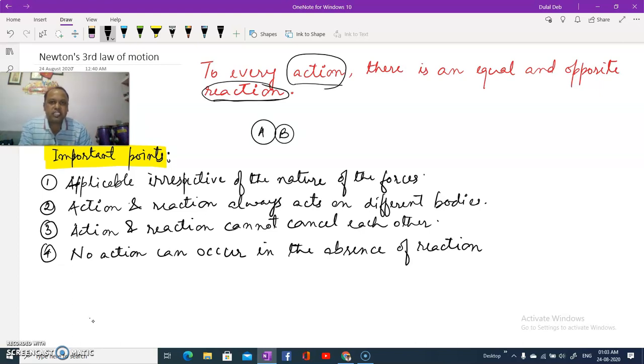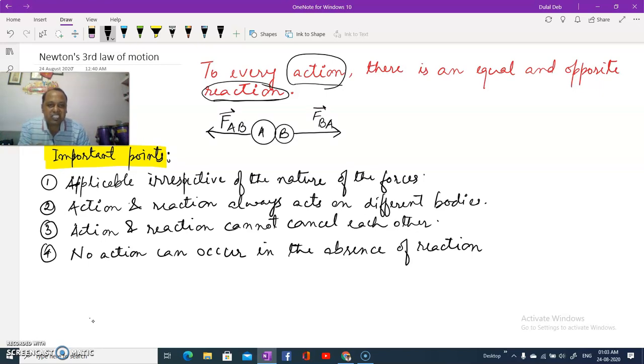For example, let us take two bodies. Say one is given by A, another given by B, as you can see here. Now, A exerts a force on B. Let the force be given by FBA. This is the force exerted on B due to A. In the same way, B exerts a force on A and that is given by FAB. I am showing it as a vector because they have directions.